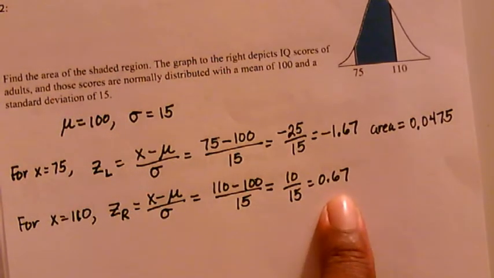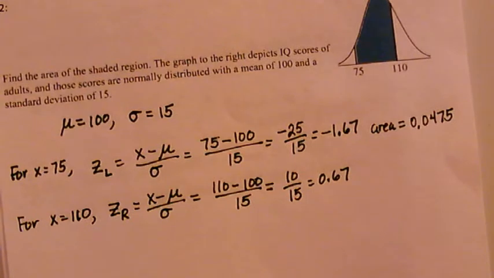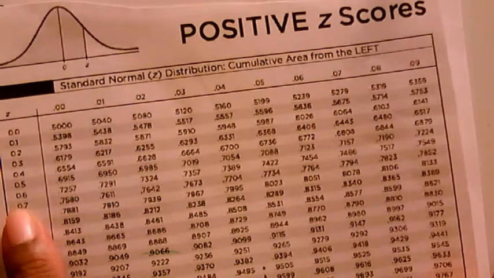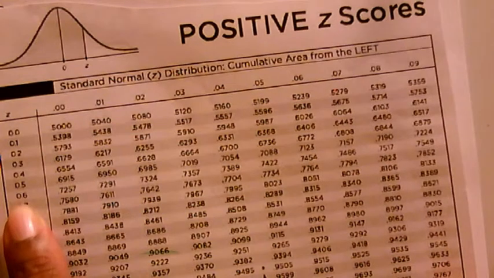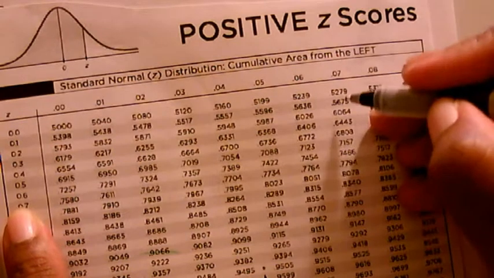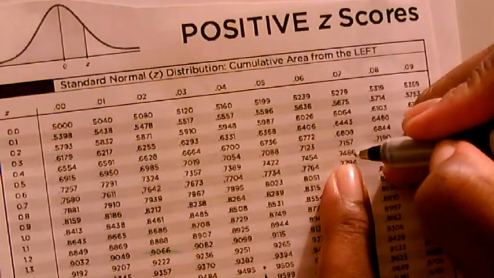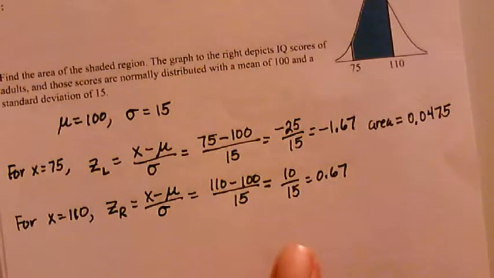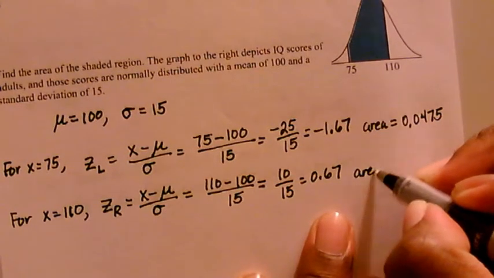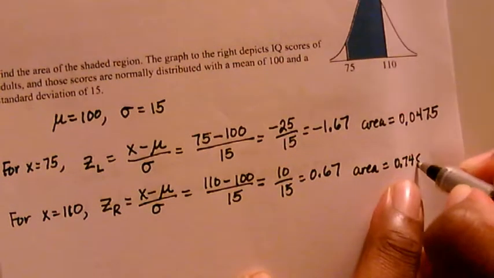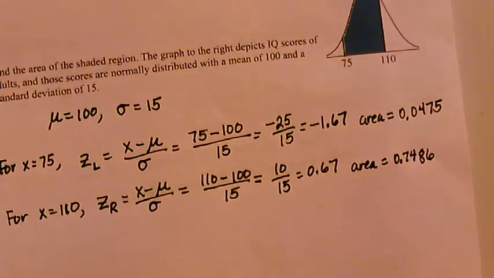And then for this other z-score of 0.67, which was 110, 0.67 is positive, so we go to the positive z-score part of the standard normal distribution table, find 0.6, and then 0.07. That's this column here. So read across and down, you'll see it's 0.7486. So for 0.67, that area is 0.7486.